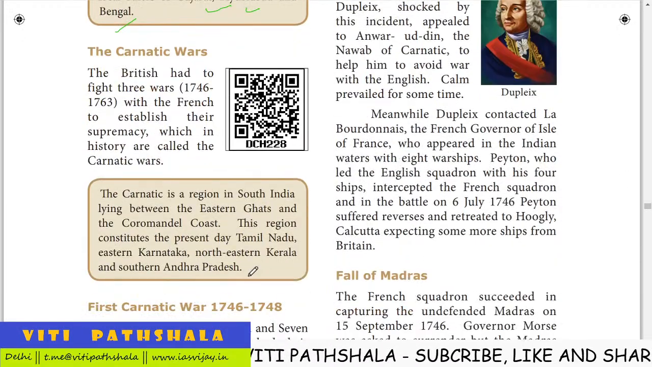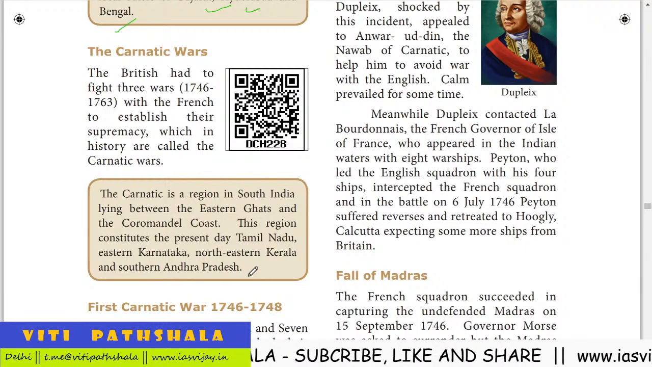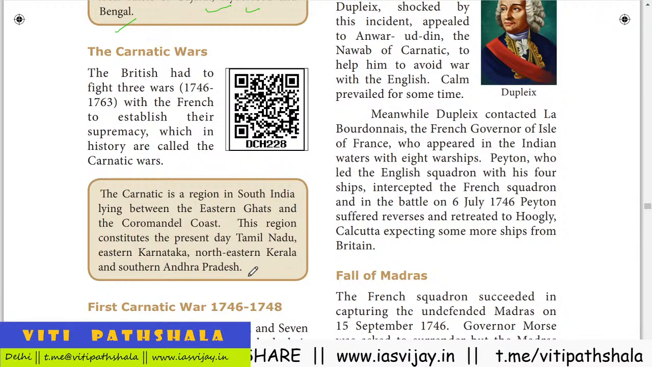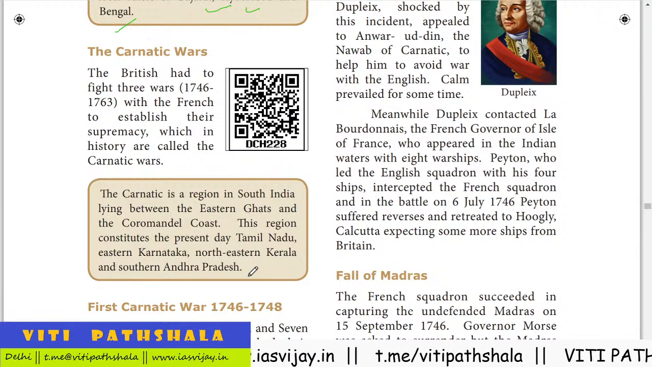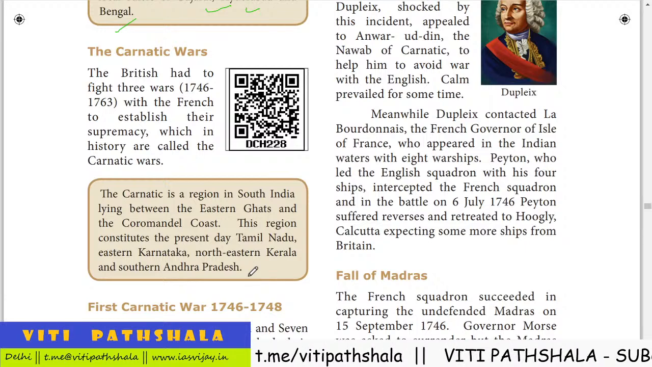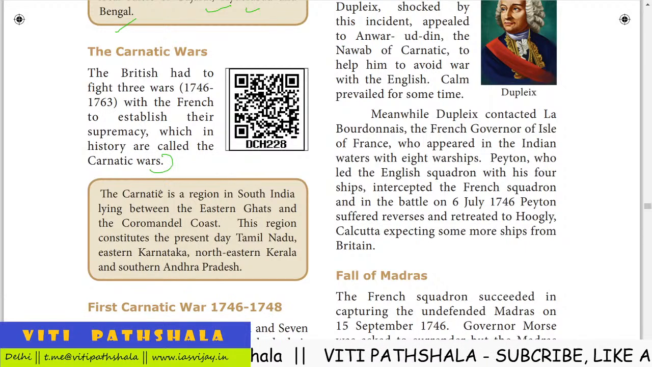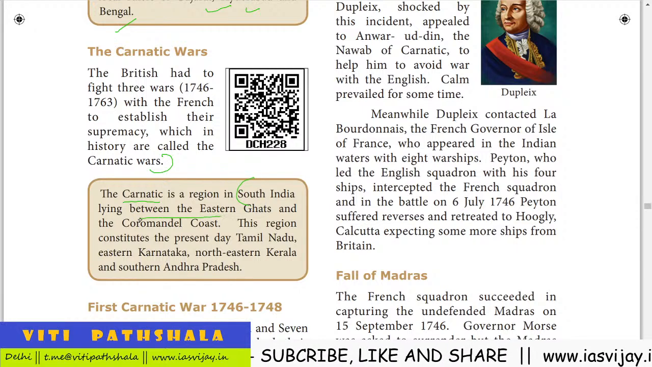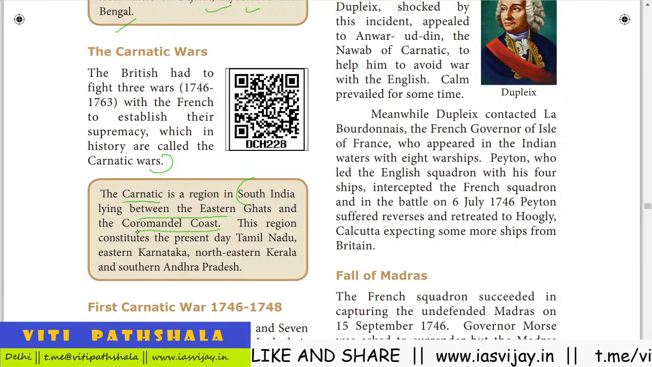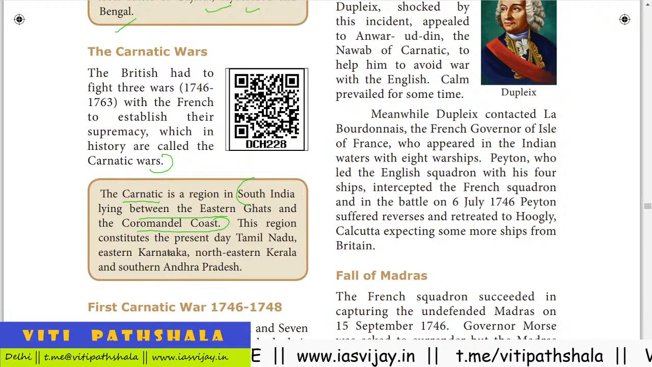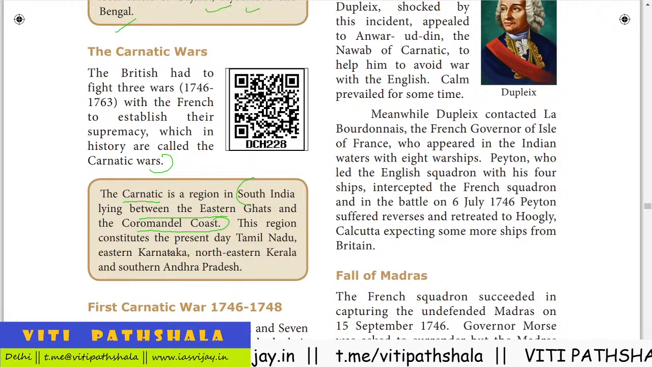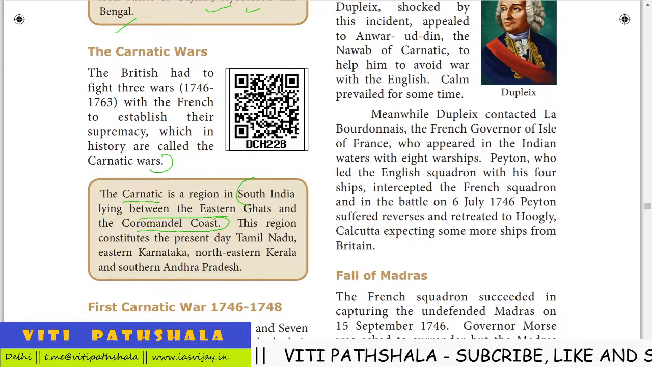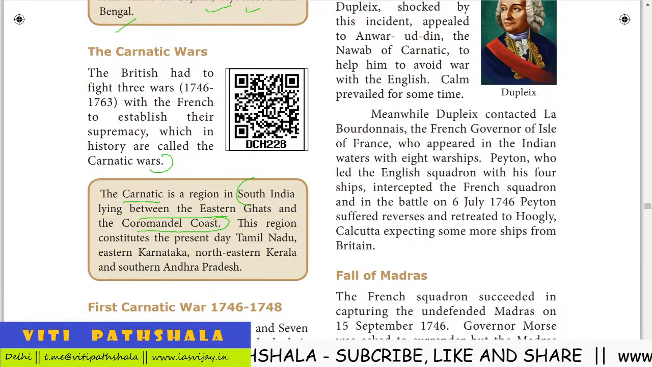Next in the series is the Carnatic Wars. The British had to fight 3 wars with the French to establish their supremacy, which in history are called the Carnatic Wars. The Carnatic is a region in South India lying between the Eastern Ghats and the Coromandel coast. The region constitutes present-day Tamil Nadu, eastern Karnataka, northeastern Kerala and southern Andhra Pradesh.